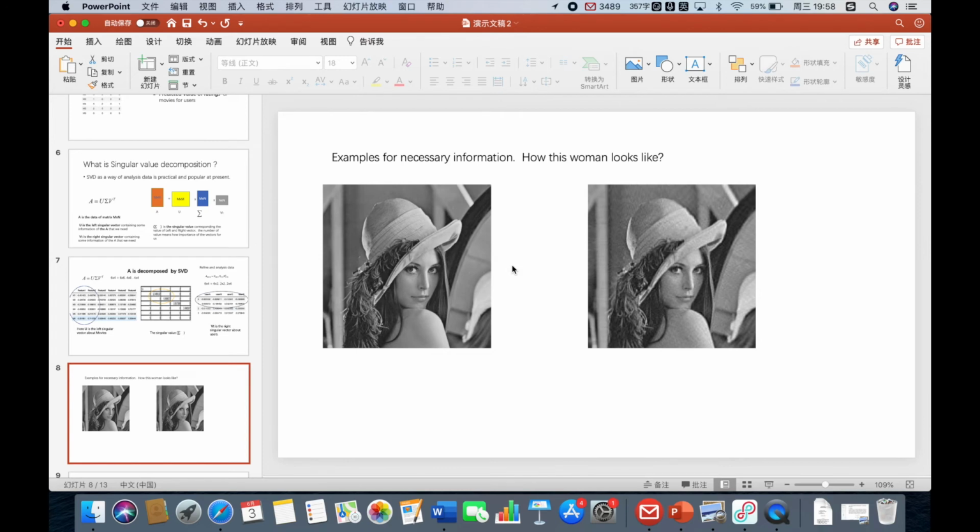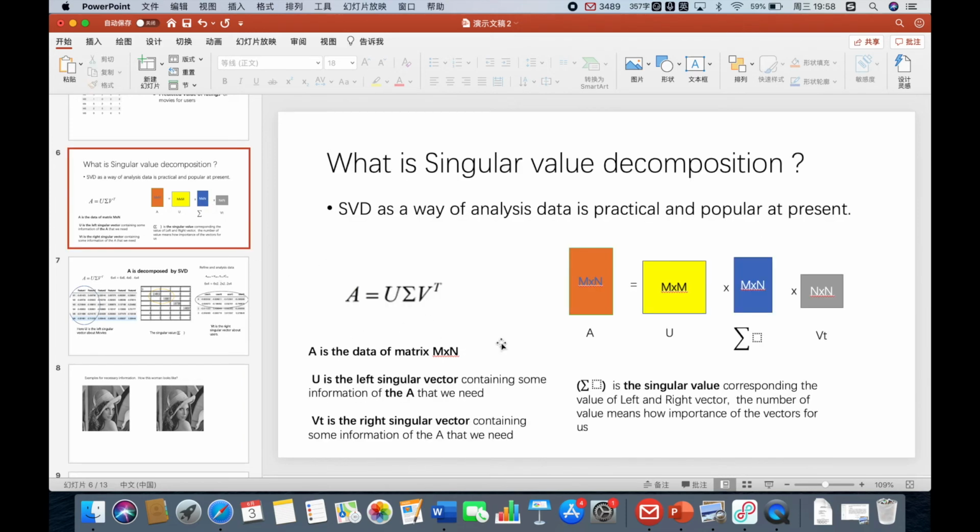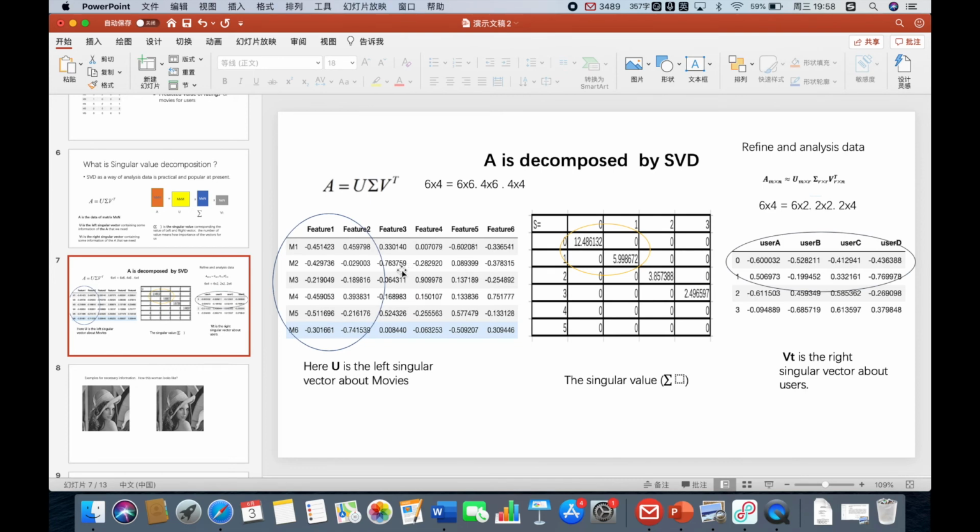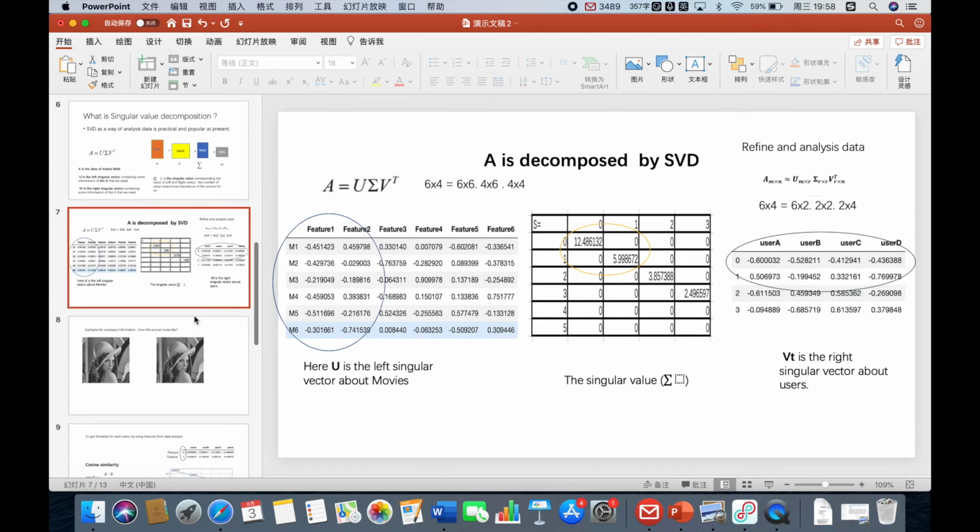The difference is whether they are clear, I think. So it means we just need to keep the first two, and then 6 by 2 times 2 by 2 times 2 by 4 matrix gives us the final one.